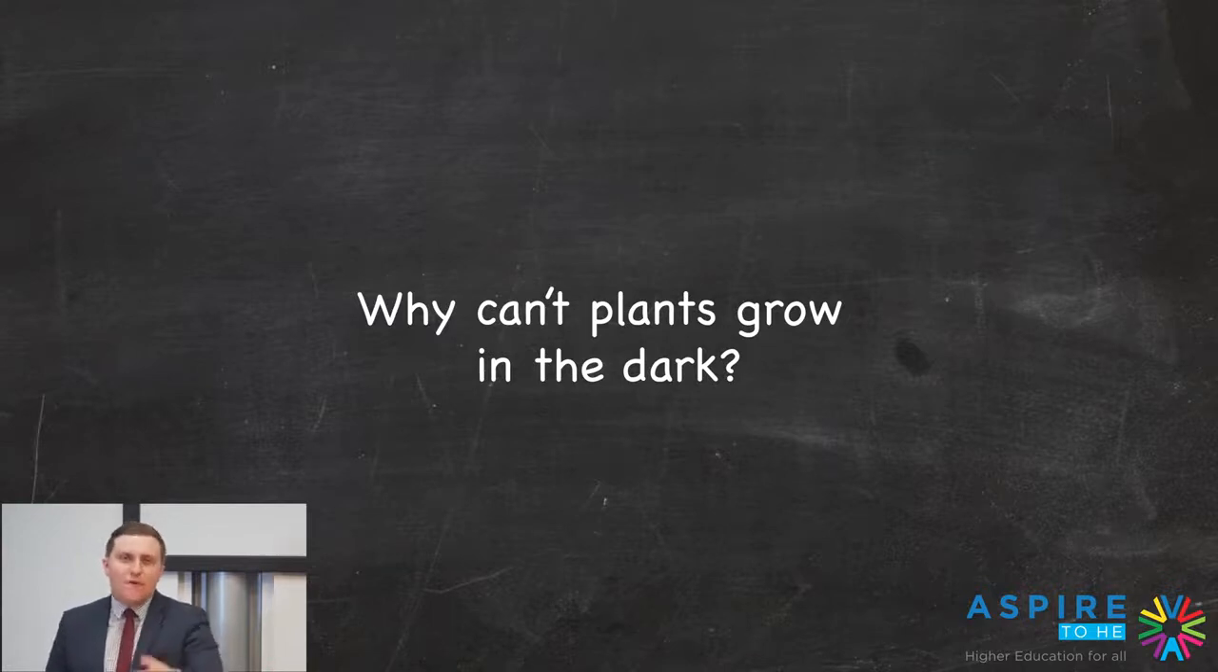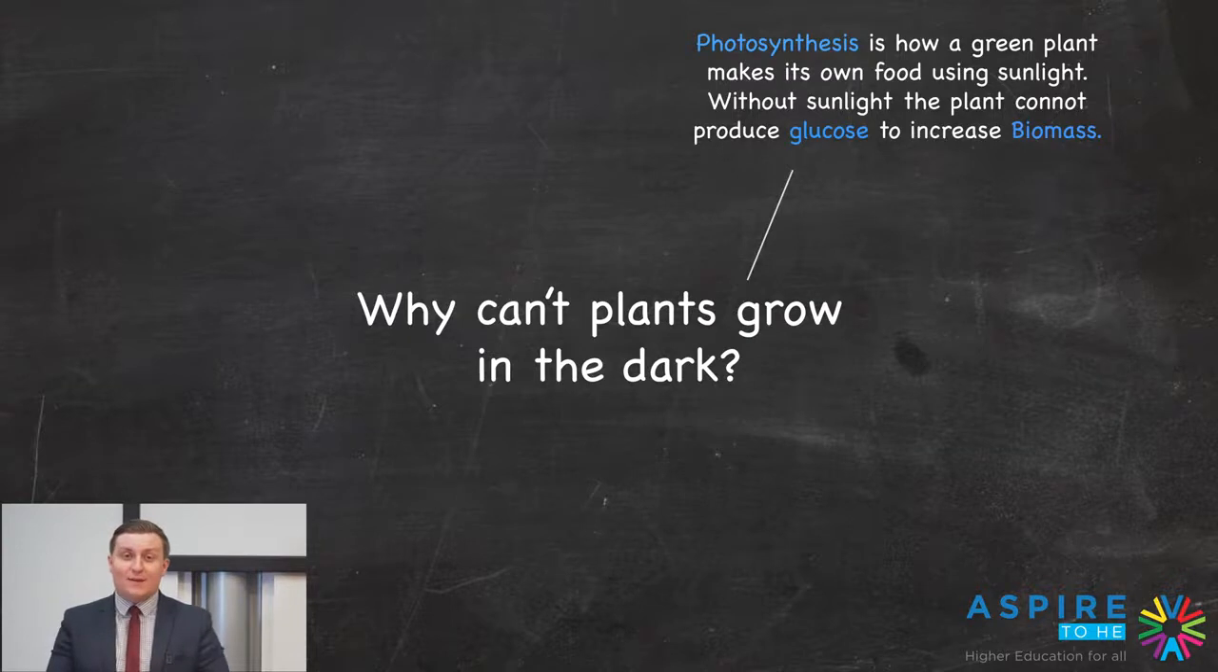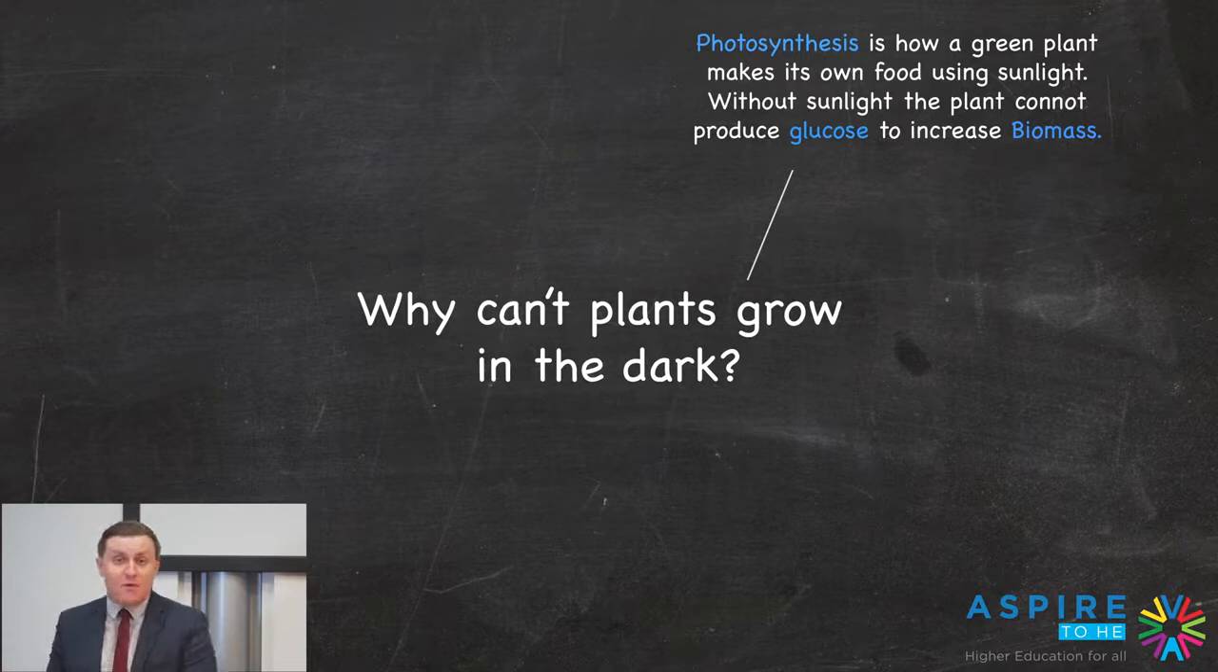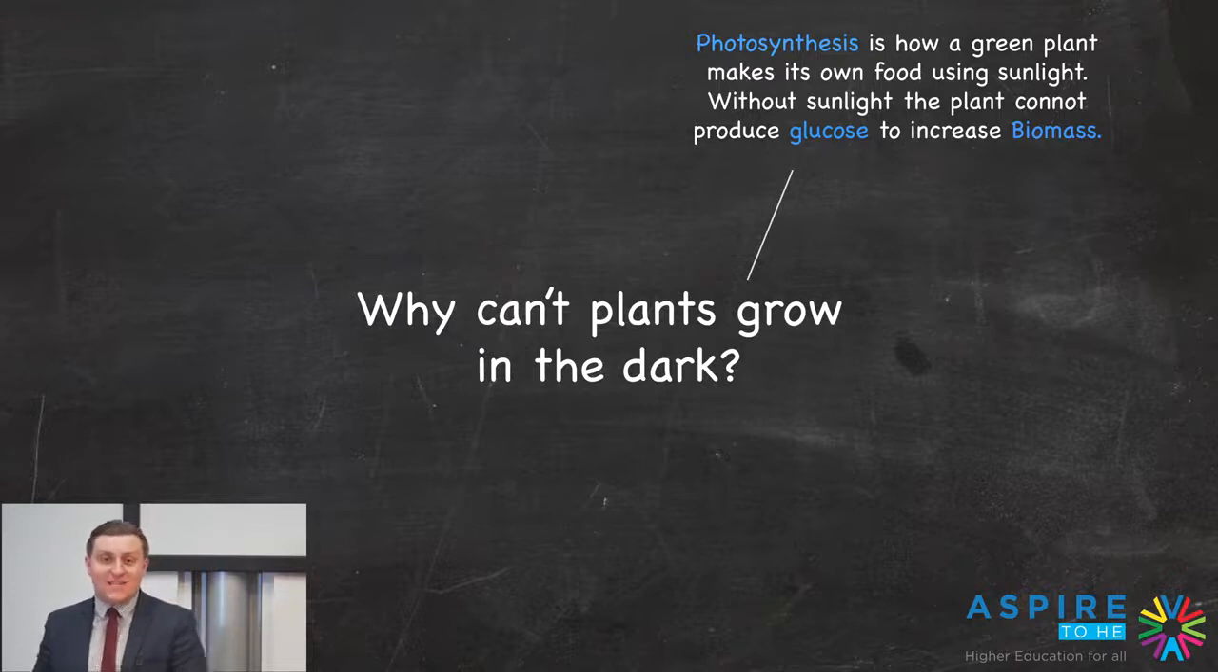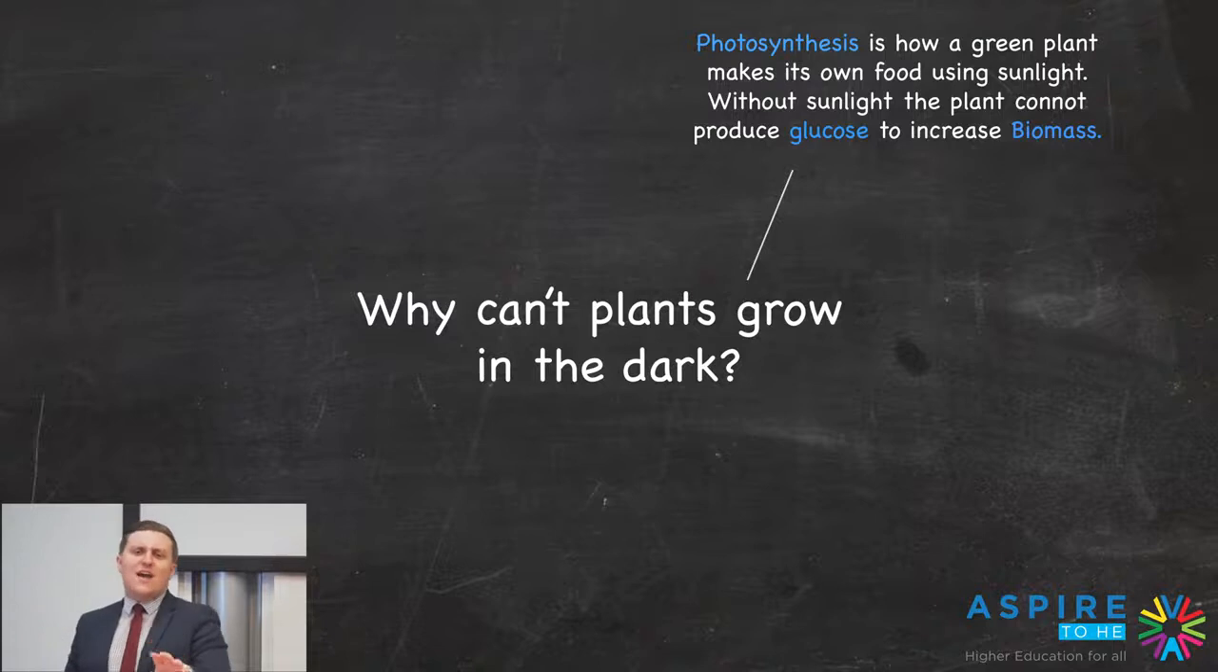For example, photosynthesis is how a green plant makes its own food using sunlight. Without the sunlight, the plant cannot produce glucose to increase its biomass. Add this to your large sheets. You could use post-it notes so you can come back and revisit this topic at a later date, but you could write directly onto your sheet. You can see I have used a different colour for any key words, so they stand out and become more memorable.